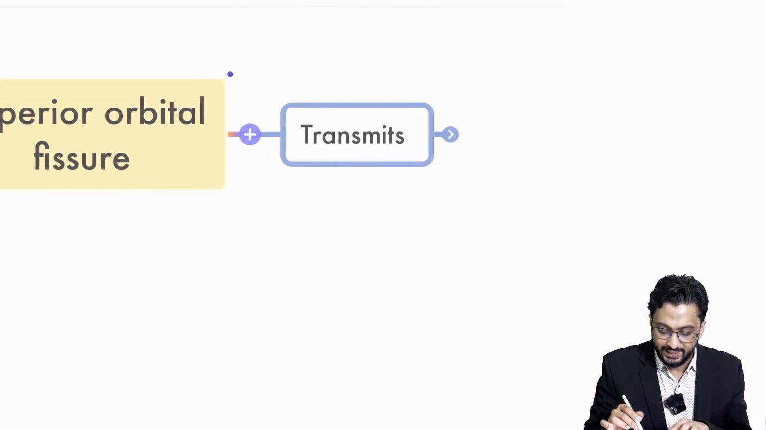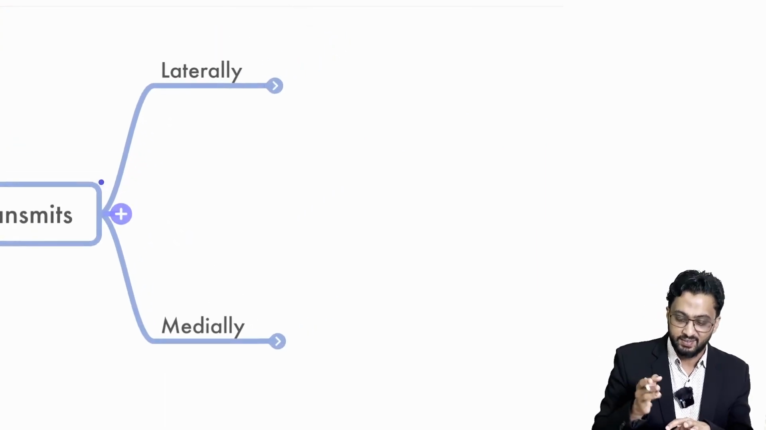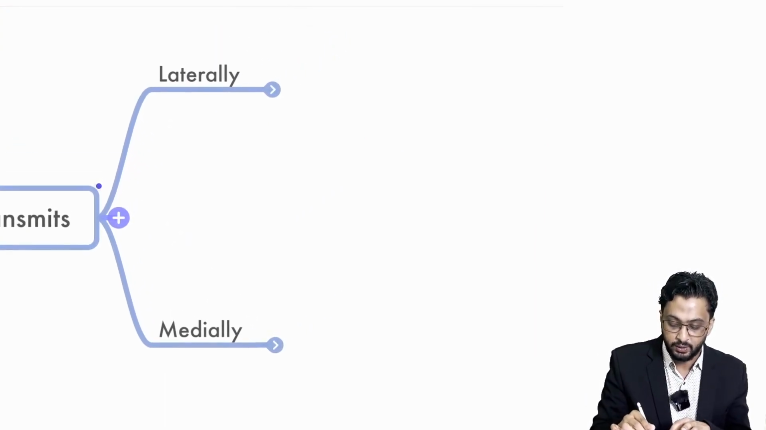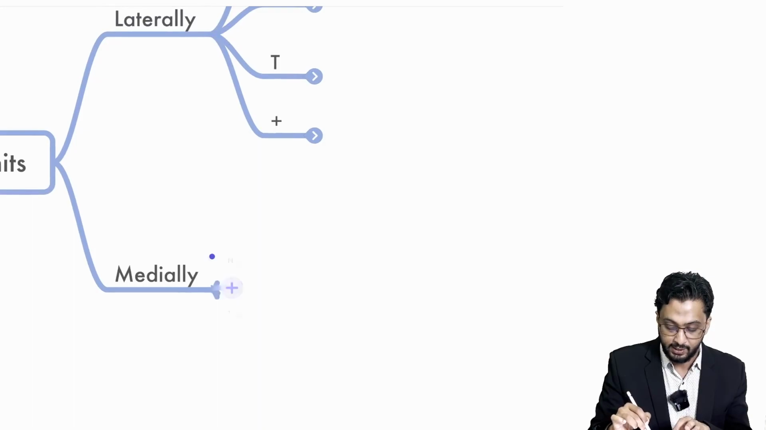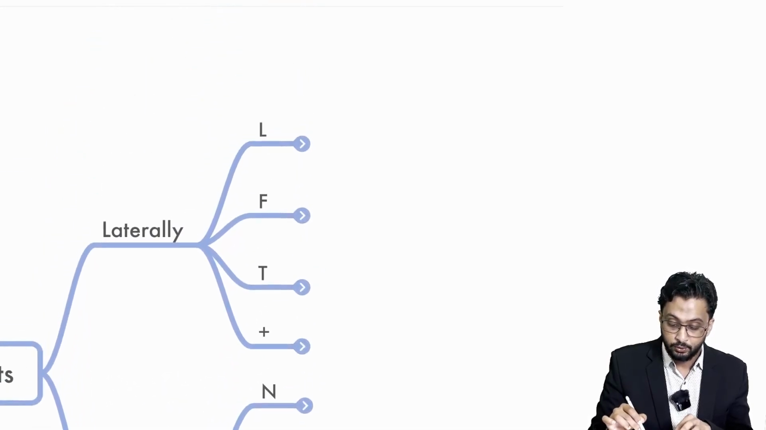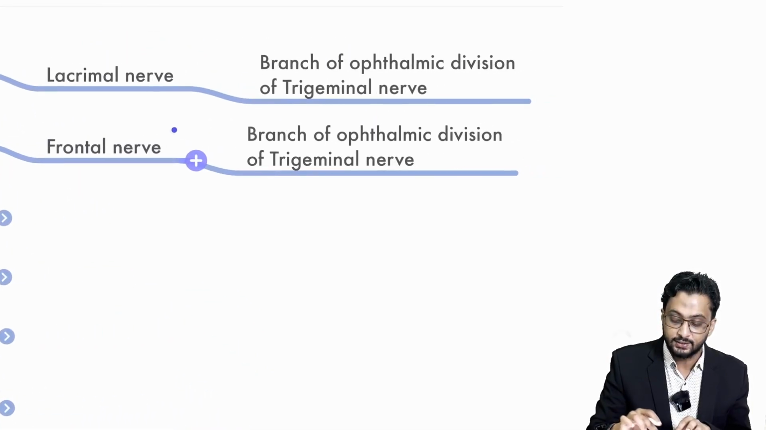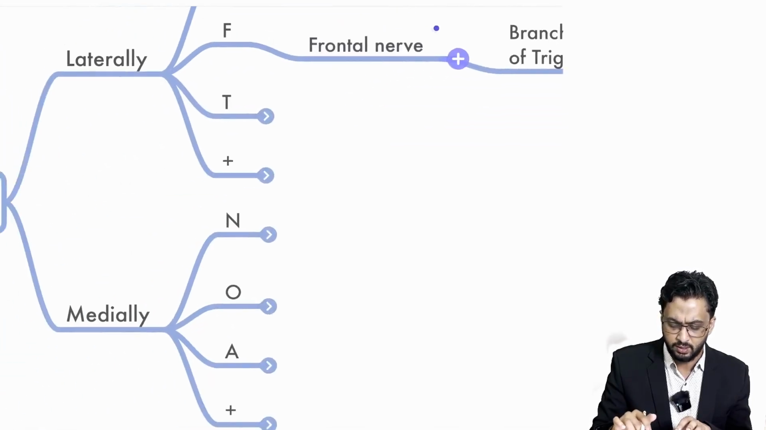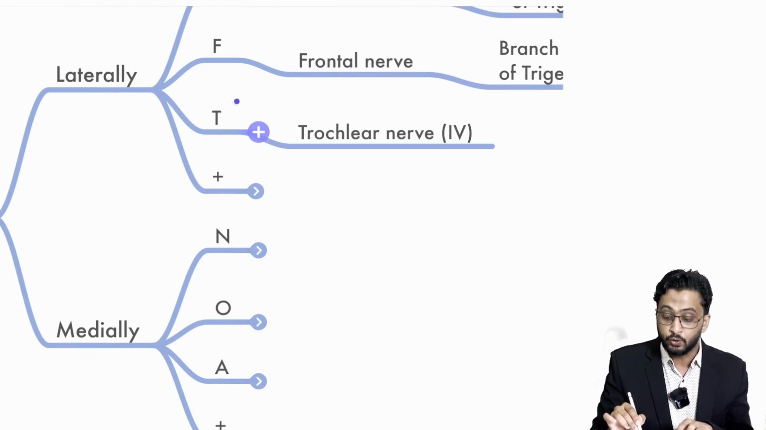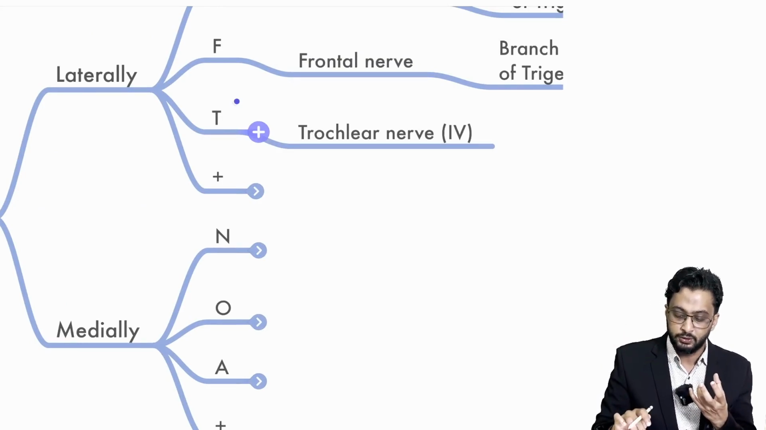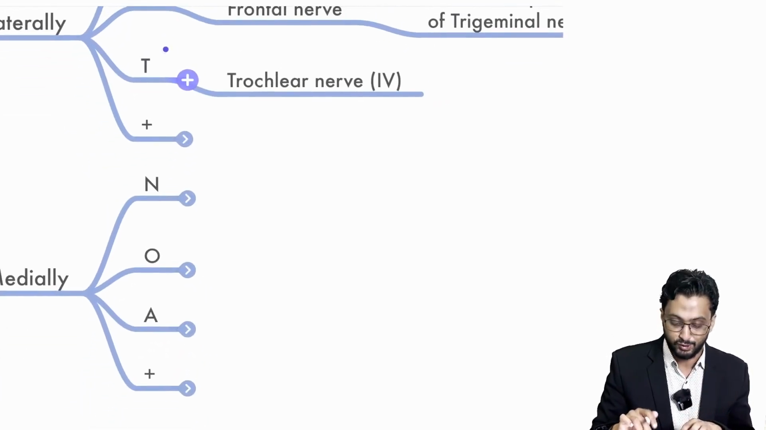Let us quickly see what the superior orbital fissure transmits. I've discussed this in detail in anatomy. We have discussed what it transmits laterally and medially. I'm not showing the picture here, just a quick review. LFT was what we learned about laterally, and medially was NOVA. So L is lacrimal nerve, F is frontal nerve. Both of these, we studied, are branches of the ophthalmic division of the trigeminal nerve. I'm going very fast just because we have discussed this in detail. Then we have got the trochlear nerve. So please understand that superior orbital fissure syndrome will have all the problems associated with damage of these nerves, which we have discussed already in anatomy.